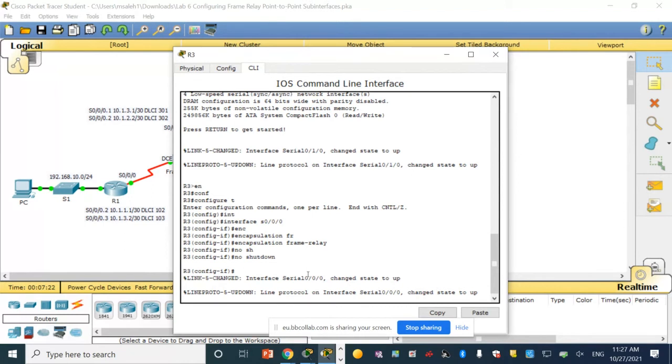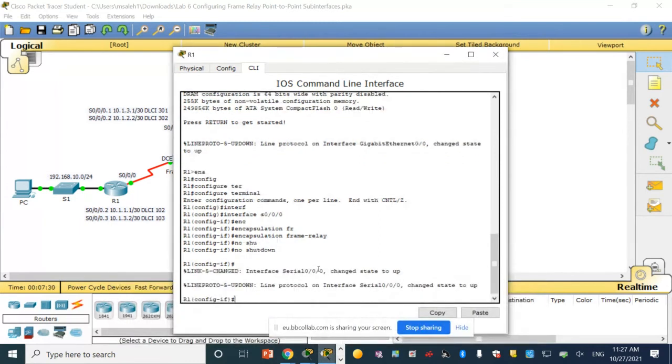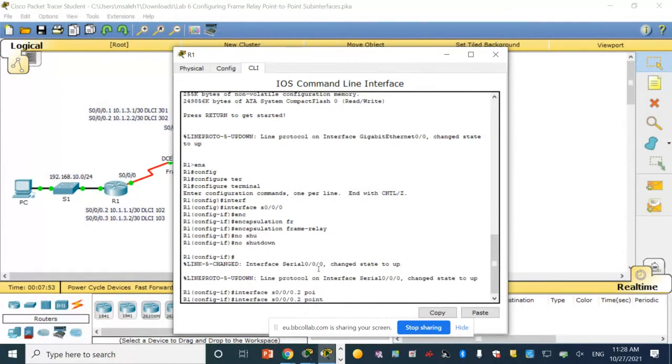So let's go to router one. While we are on the interface, I will call the interface S0/0/0. Okay. Look what I will do. .2, and then it is point to point. Okay. .2 is a logical interface. It's not really a real physical interface, it's another interface inside the interface. It's a logical interface. You okay, Charles? Yes. All right. Okay. Enter.